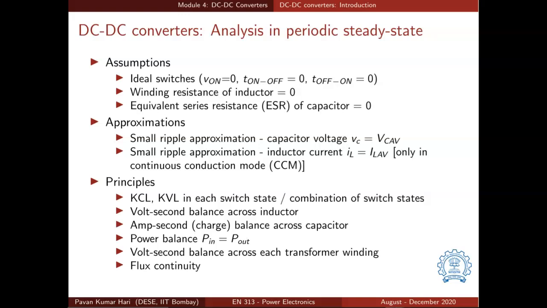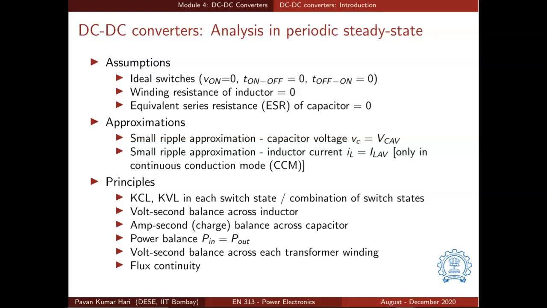Since we want to analyze the converters in periodic steady state, it is good to know what all we do as a part of this analysis. First, we make certain assumptions. What are those assumptions? We assume that the switches are all ideal to start with. The non-idealities can be incorporated later. And what are the non-idealities? Finite voltage drop when the switch is on, and finite switching transition times, and so on. Similarly, we assume that the inductor is also ideal.